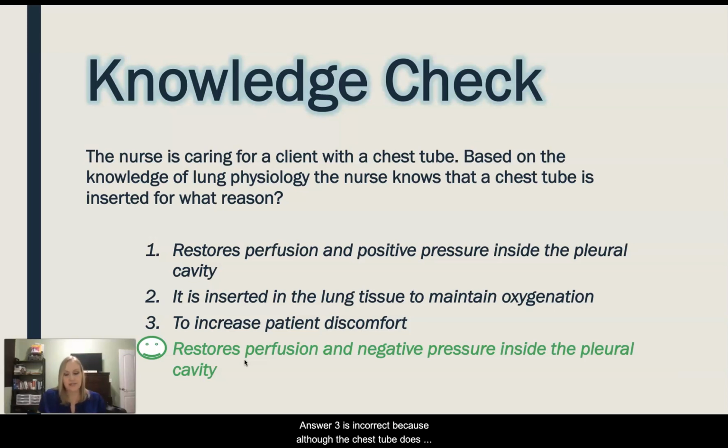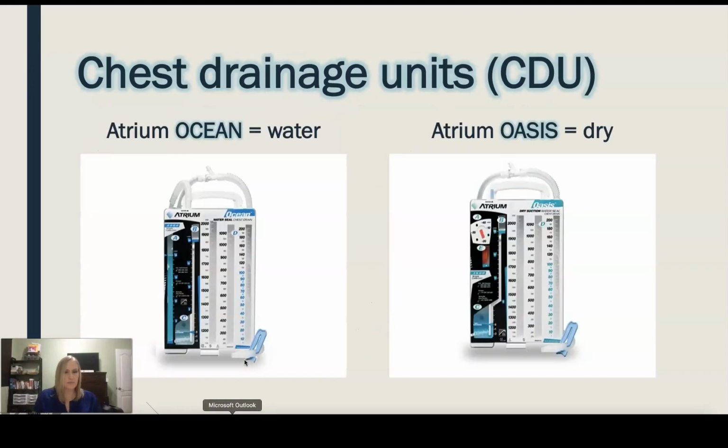Answer 3 is incorrect because although the chest tube does cause pain and discomfort, the goal of chest tube therapy is not to purposely cause this to the patient. And answer 4 is correct because based on your knowledge of chest physiology, the goal of chest tube therapy is to restore perfusion and negative pressure inside the pleural cavity.